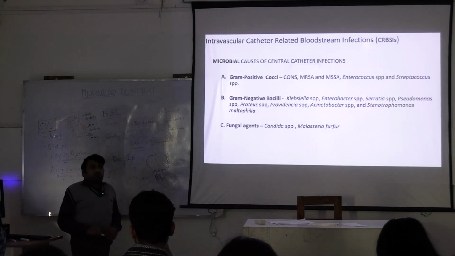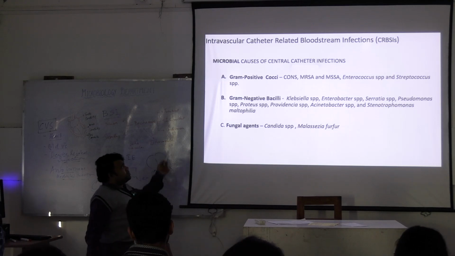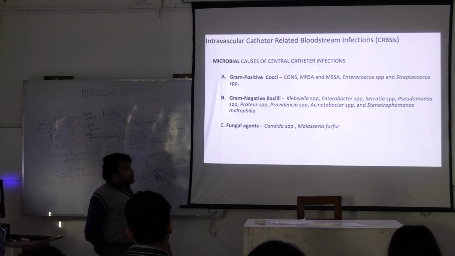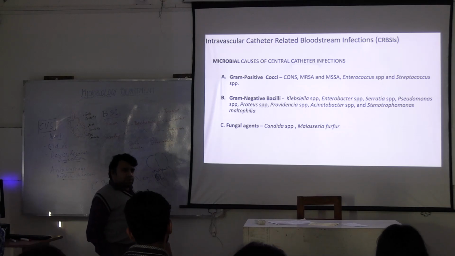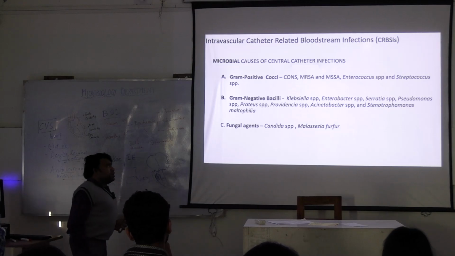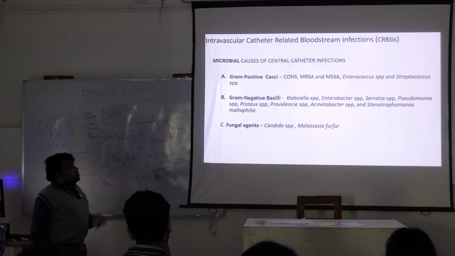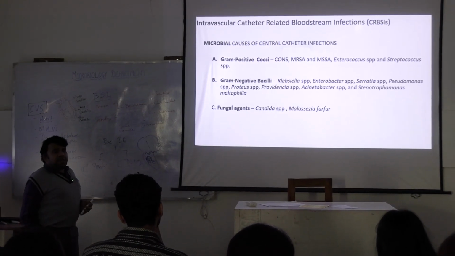Common organisms which cause central catheter related bloodstream infection would include gram positive cocci, including Staphylococci, Enterococci and Streptococci. Gram negative bacilli would include Klebsiella, Enterobacter, Escherichia coli, Proteus. Fungal agents would include Candida and Malassezia.